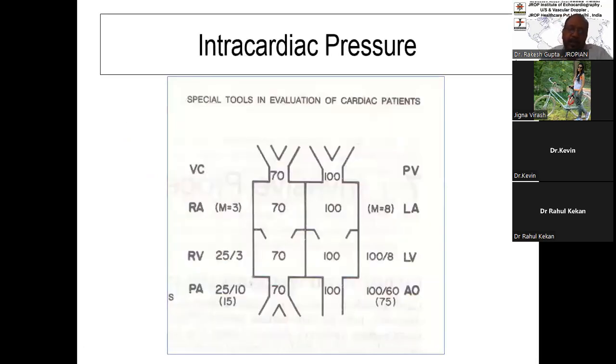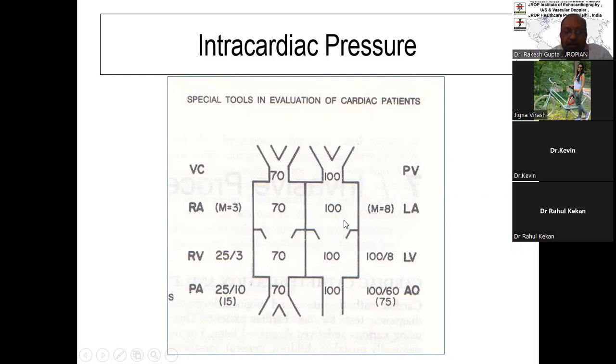Now, let's talk of cardiac pressures and why they are important. You'll realize them when we talk of individual lesions. Well, this is 70%. This is saturation. The mean RA pressure is only 3. RV pressure is 25. And this RV pushes the blood against LA. So the RV systolic pressure is 25, and RV diastolic pressure is 10.